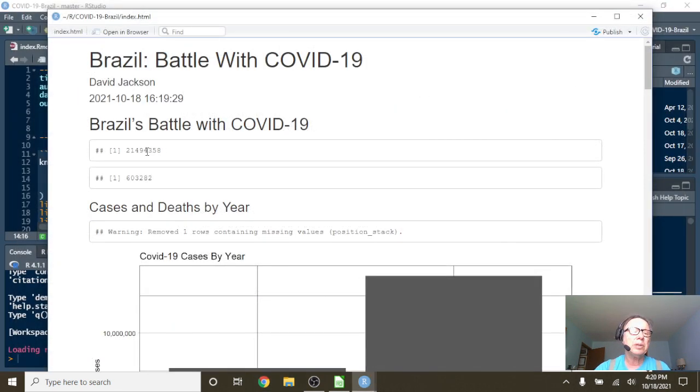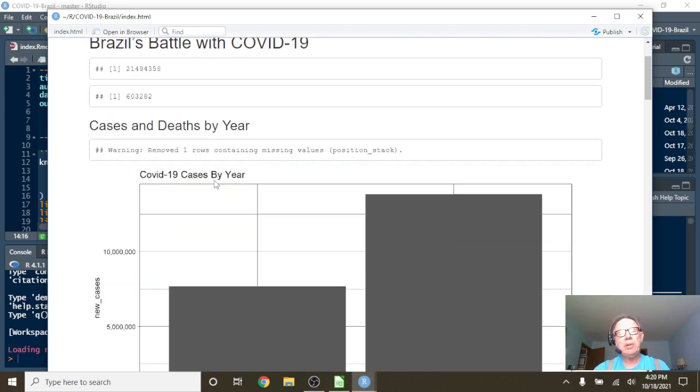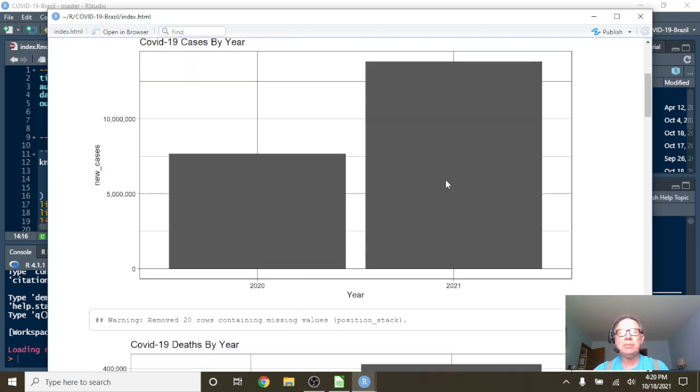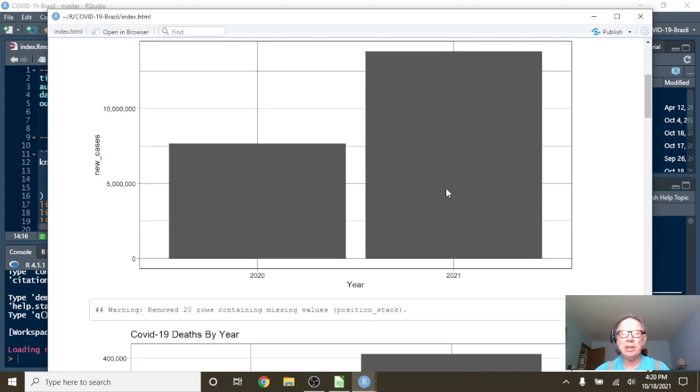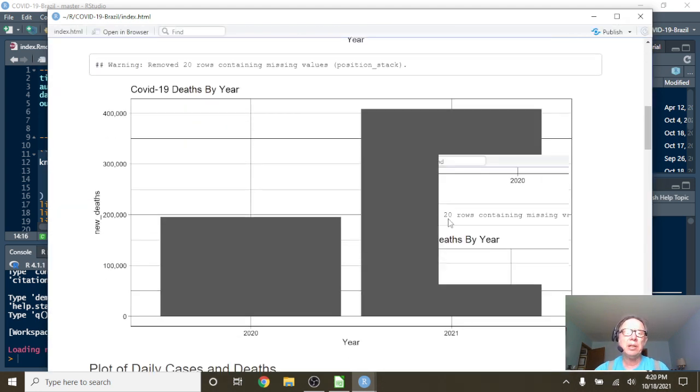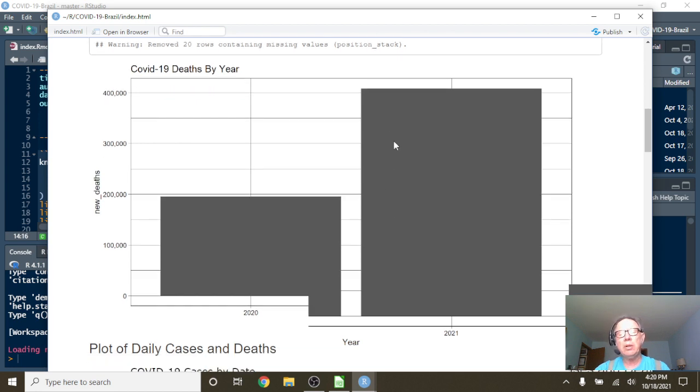Okay, so what you can see here is Brazil currently has 21.5 million cases, 603,000 plus deaths. Now we're going to look at a few numbers here. While yearly numbers are helpful, they can be slightly misleading because there's no doubt you probably had twice as many cases in 2021 as 2020. We don't know the vaccination rate for these folks, and we don't know what the distribution of the cases over time is. Deaths, same thing. It looks like you may have doubled the number of deaths, but again, we don't know about vaccinations or distribution at this point.